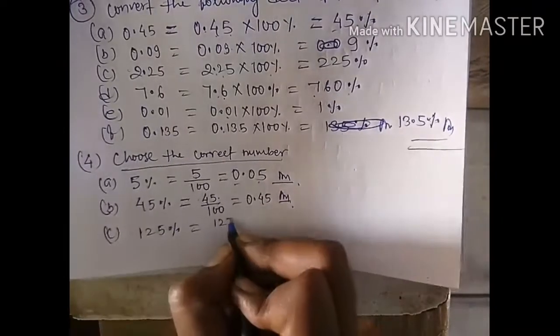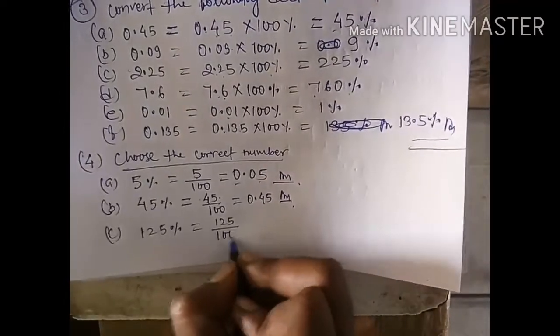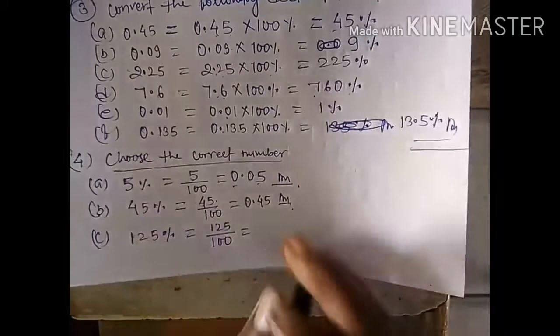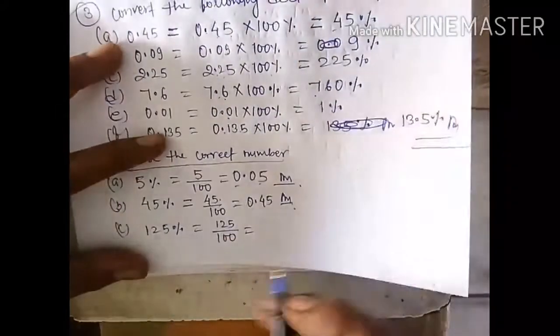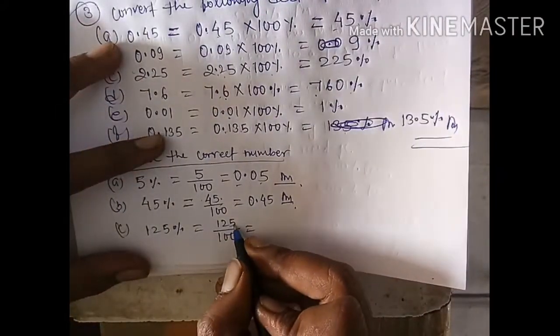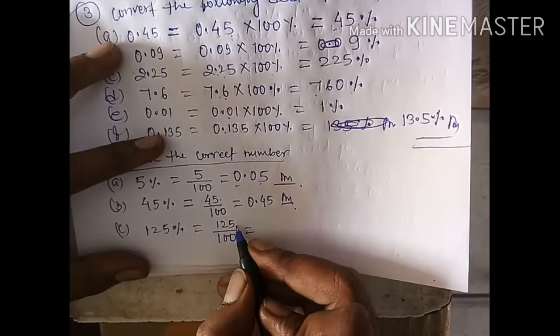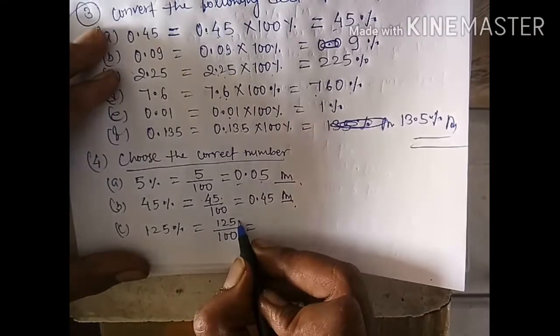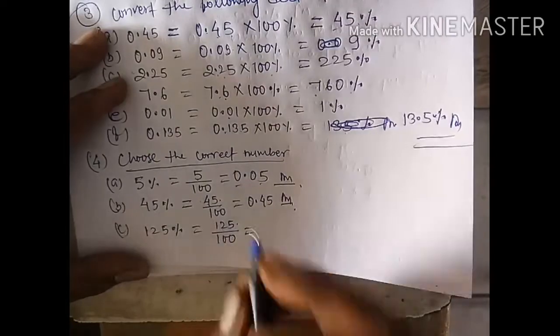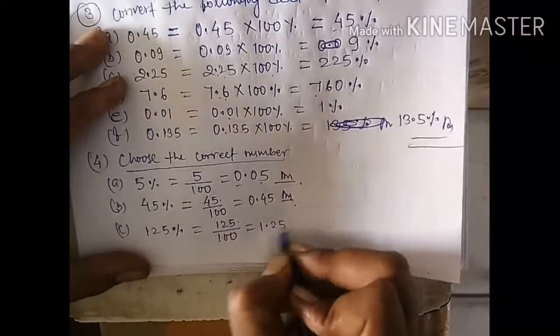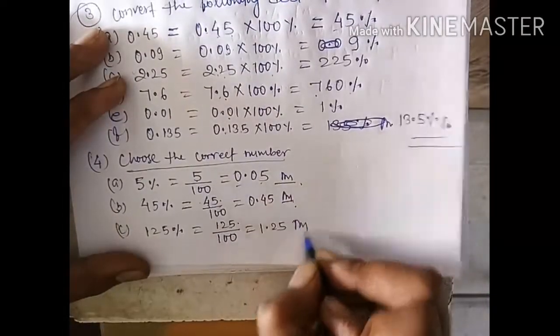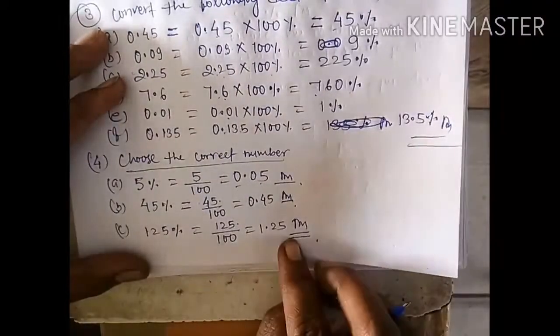Now in question number C, here 125%. In fraction we can write 125 by 100, and when any number is divided by 100, then the decimal shifts 2 digits left. At present the decimal is here, so we shift 2 digits left, 1 digit, 2 digit, then you get 1.25. This is the answer. So the correct answer is 1.25.